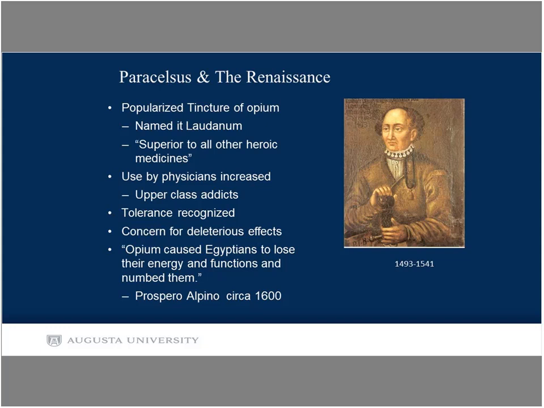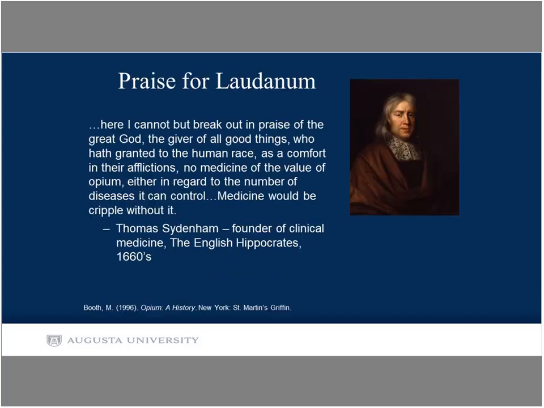Opium caused Egyptians to lose their energy and functions and numbed them. That's from Prospero Alpino in 1600. So again, we see that we've known for several hundred years that opium has addictive properties. Initially, there was praise for laudanum. This is from Thomas Sydenham in the 1660s.